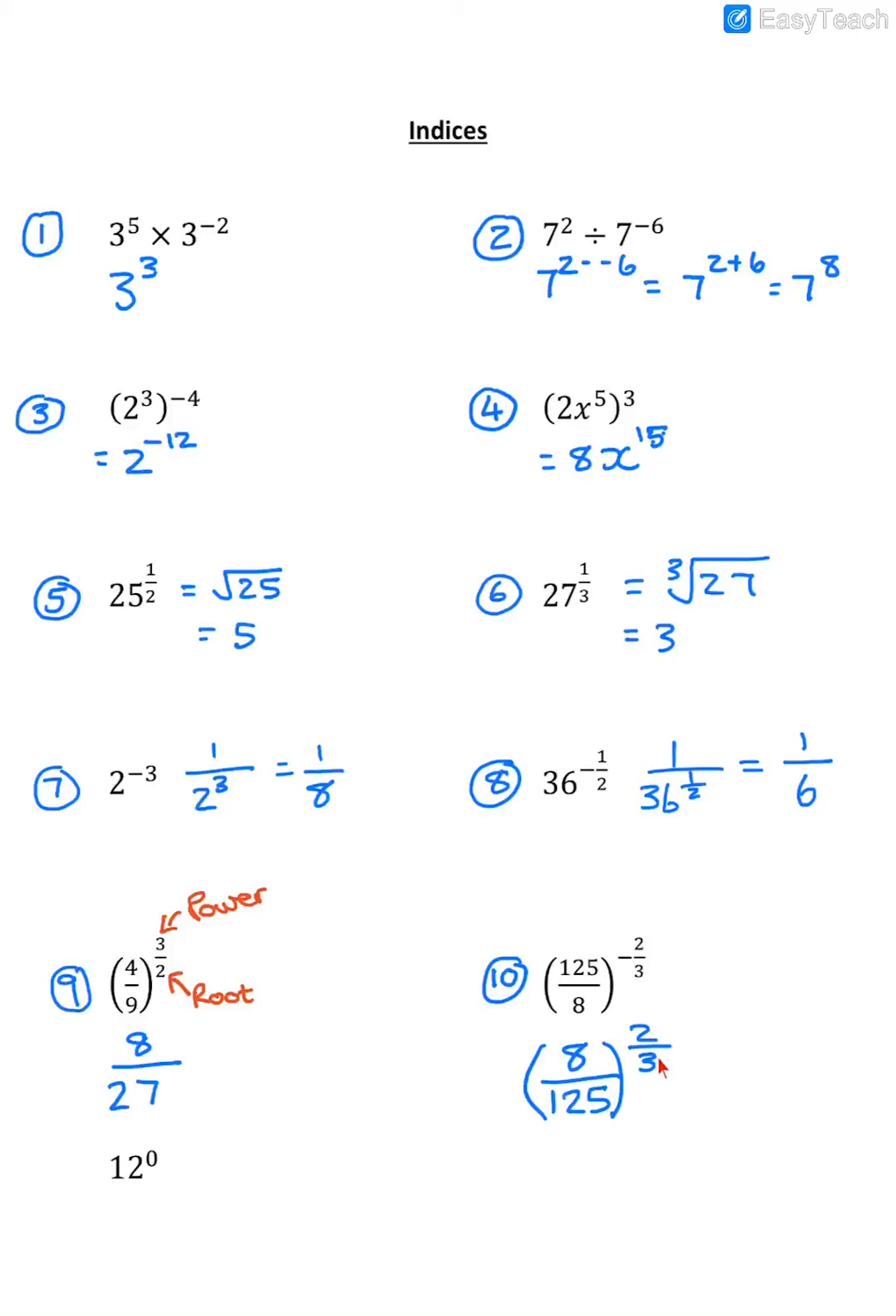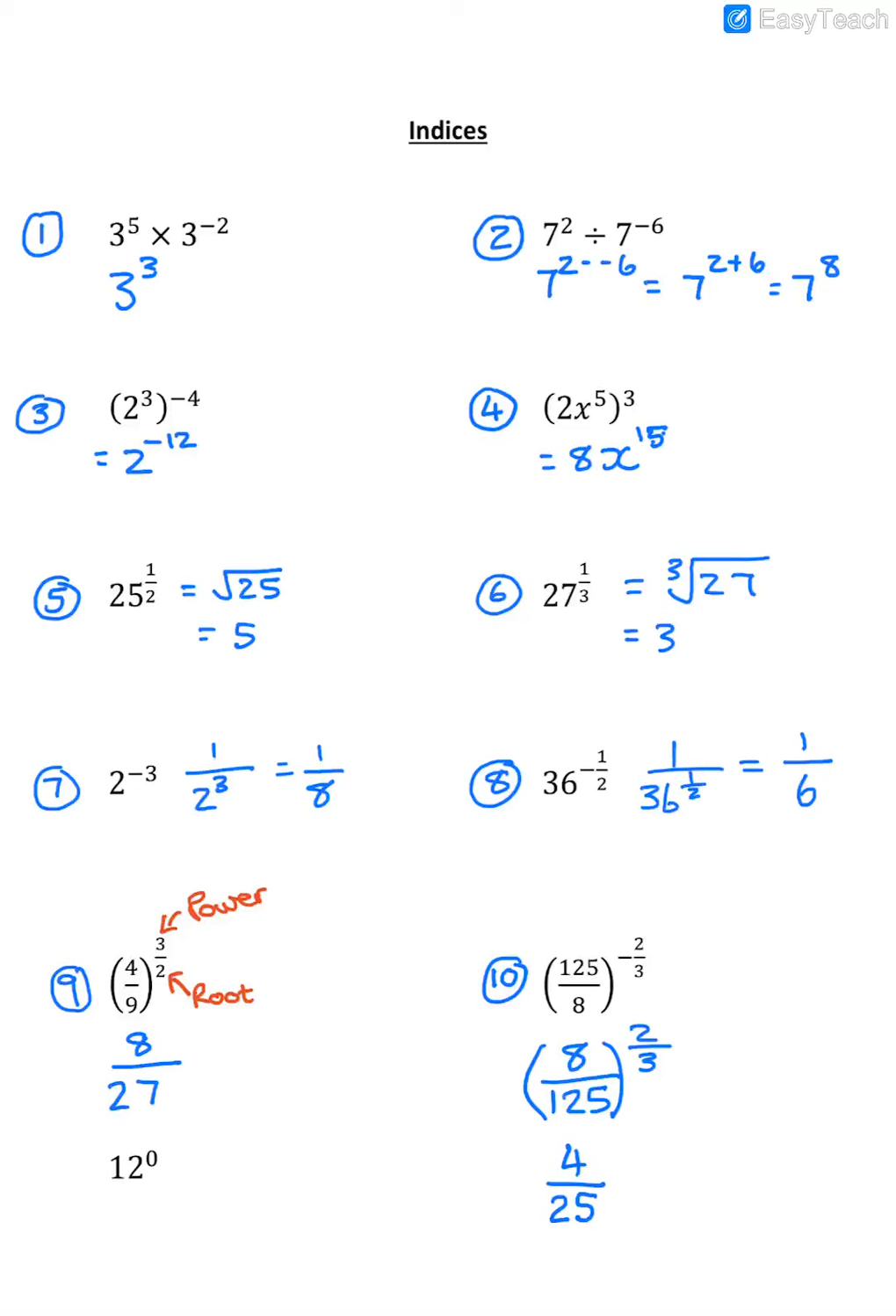The bottom number is the root. So I do the cube root of 8, which is 2. And then I square it, which is 4. In the same way, I do the cube root of 125, which is 5, and then I square it, which is 25.